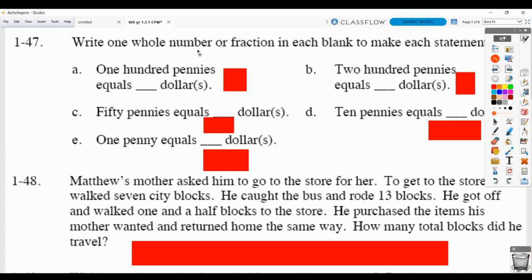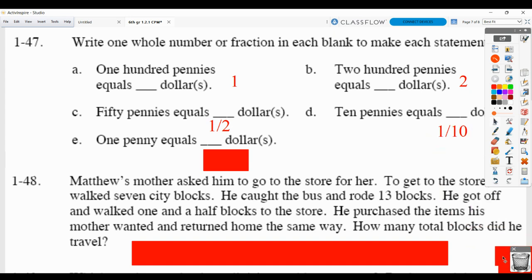Here you have to write a whole number or fraction to make the statement true. So 100 pennies would equal, of course, $1. 200 pennies equals $2. 50 pennies equals half a dollar. 10 pennies equals 1/10 of a dollar. 1 penny equals 1/100th of a dollar. Now remember, it had to be whole number or fraction, so that's why we would not go with decimals here.